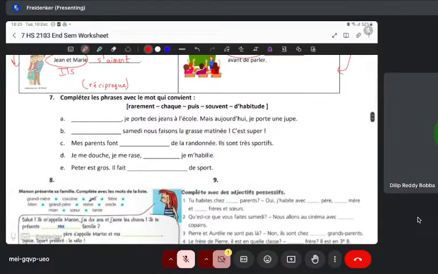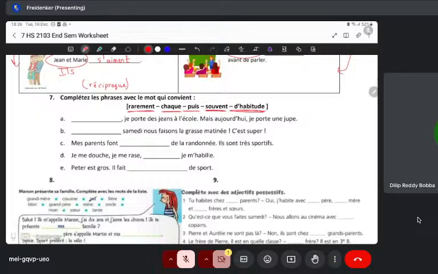Complétez les phrases avec le mot qui convient. Okay, they gave you some words. We looked at this in this live stream only. Connectors. So, rarement means rarely, chaque means every, puis means then, souvent is often, d'habitude is like usually, like as a habit, generally, whatever. Now you have to look at the context and then put the words here.